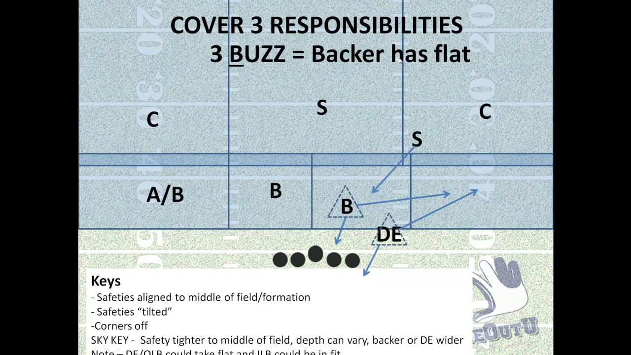The next look is 3 buzz. So who's got the flat? The backer. So we're going to call that buzz. So what we do here is a safety might line up here, could line up in the middle. He could come from depth and roll into the middle. But wherever he's coming from, he's going to come into this hook curl area, and the backer is going to take the flat, either the backer or the DN. Could be either one of them, but basically you can call this guy an outside linebacker, defensive end, same type of thing. So when one of these backers drops to the flat, the safety is going to fill into the hook to curl. We're going to call that buzz. B for backer has the flat. S for safety has the flat.